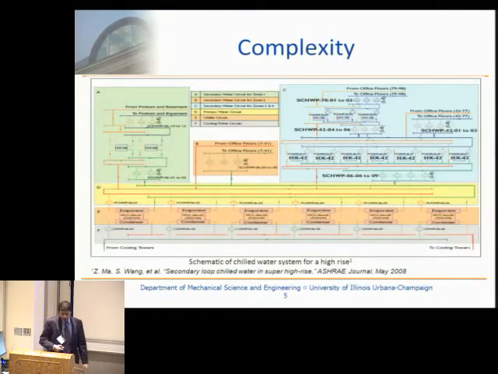Now here, I would like to explain one of the main characteristics of these systems, and that is complexity. We are focusing on large-scale systems, and these large-scale heating or cooling systems can be very complex. They consist of a number of components, and the components are intertwined together in a complex fashion. This is the schematic of a cooling system for a high-rise building in Hong Kong.